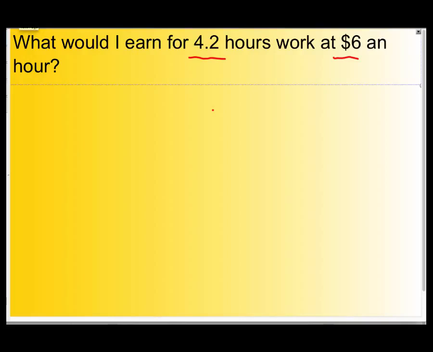Pause me, see if you can solve it, and then I'll show you what you should have done, or what you did in case you got it right. Okay? So I hope you've paused me. Now let's have a look at this. Okay, you're working for 4.2 hours. Whenever I solve problems, I write things down. Mathematicians write things down, unless they're brilliant and they all do it in their head, but I've got to write it down. So 4.2 hours.